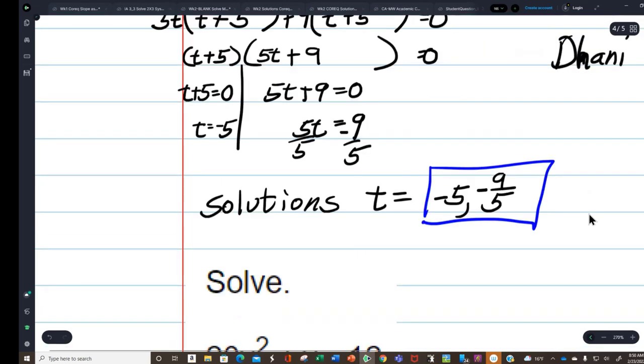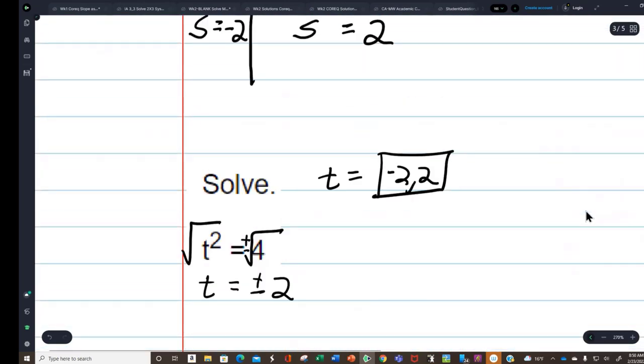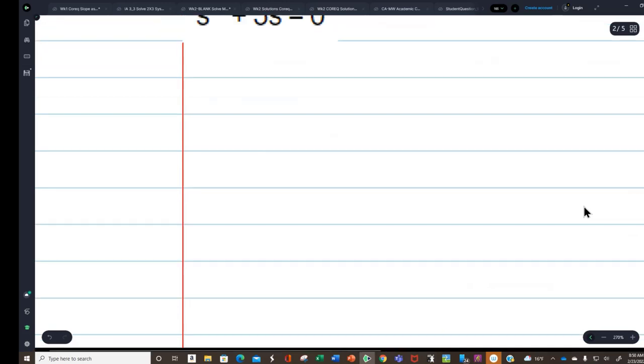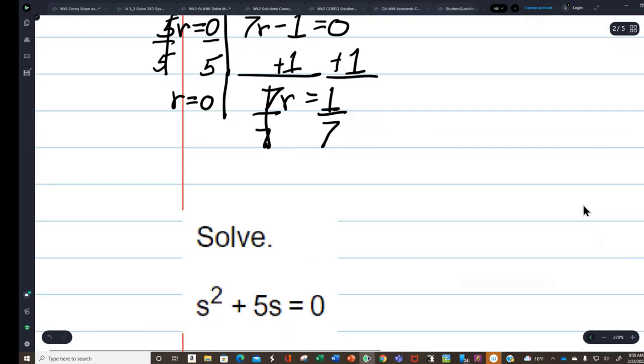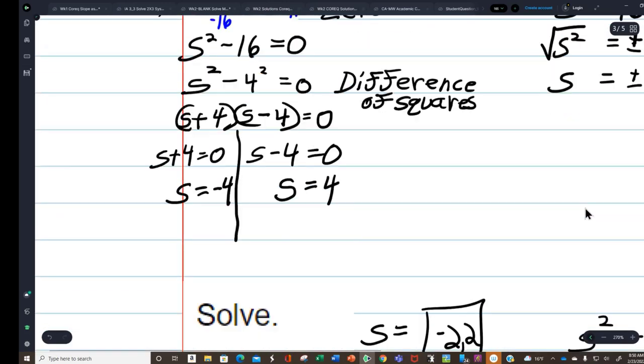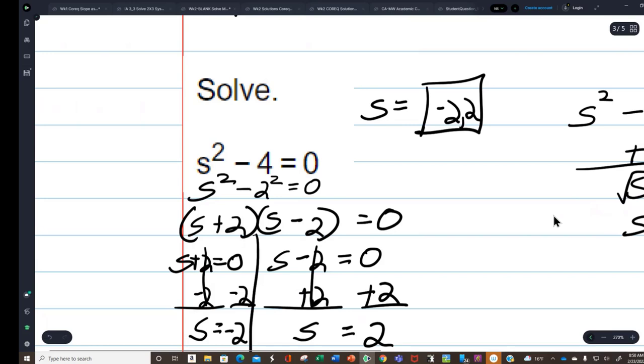Okay, this is how you do all this stuff. And I will upload some videos from intermediate algebra in which I'm teaching people how to use different methods to factor. And you don't have to do that. It's just review if you want to. It'll be optional.